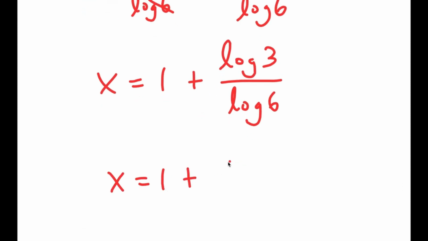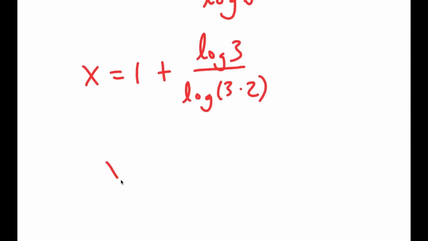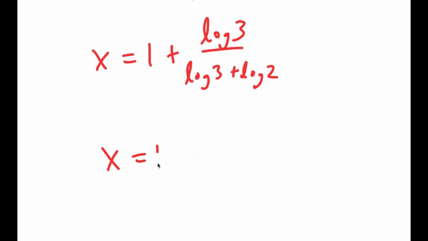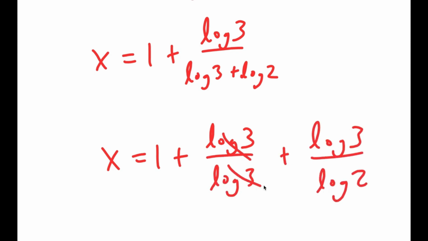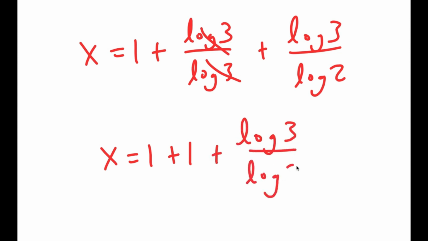Now, this turns into 1 plus log 3 over log of 3 times 2. So I'm rewriting log 6 as log 3 times 2. So now this turns into 1 plus log 3 over log 3 plus log 2, which is equal to log 3 over log 3 plus log 3 over log 2. And these two cancel out, so I get x is equal to 1 plus 1 plus log 3 over log 2.